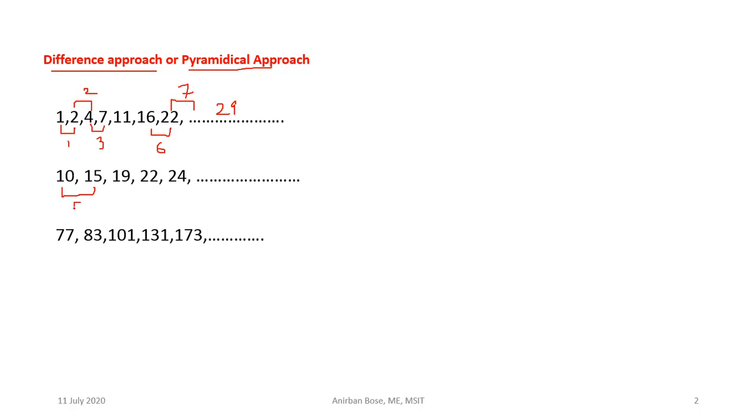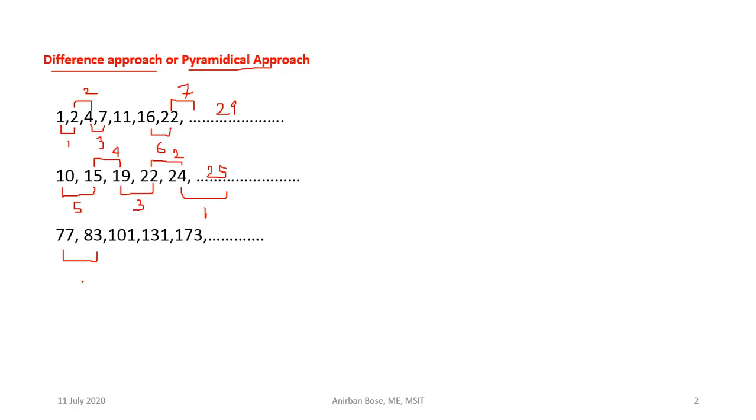The difference is 5 and here the difference is 4. So the difference is gradually decreasing. So here the difference is 2, so the difference will be 1. So the answer will be 25. Now see this problem.